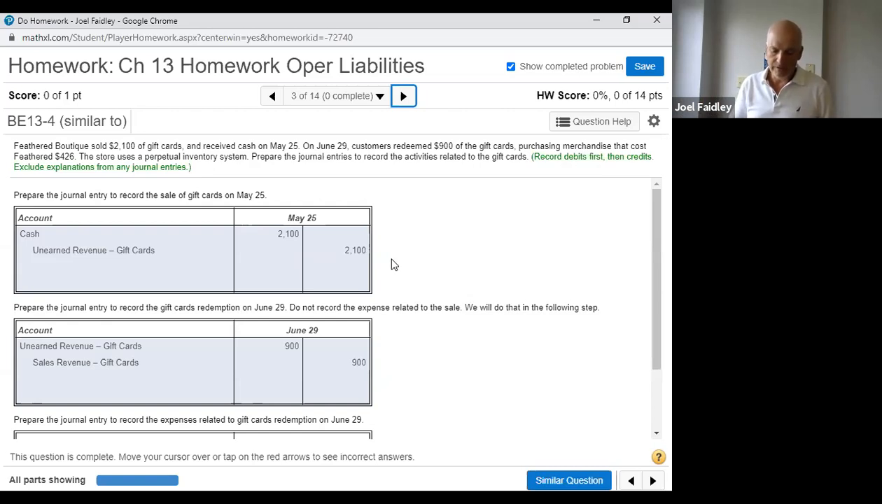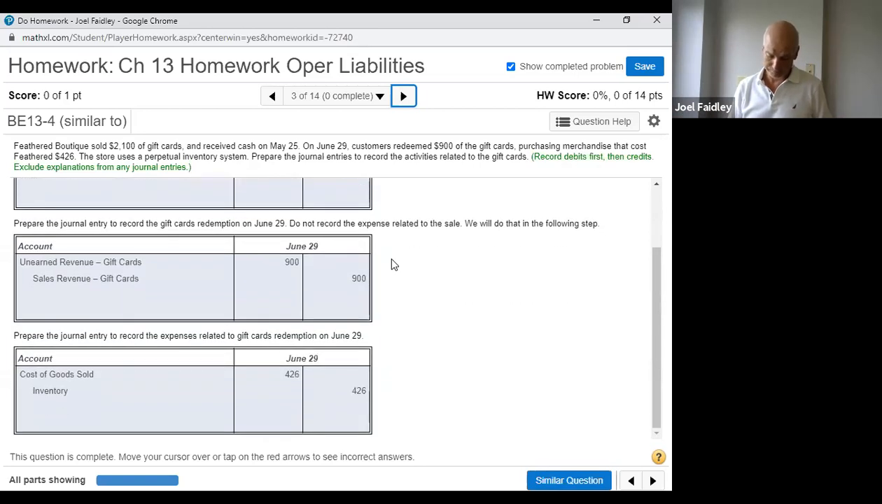And so again, unearned revenue gift cards, much like what we saw in that previous example, we put that on our books, on our balance sheet. Debit cash, credit my liability for $2,100. And then it says $900 of these gift cards were redeemed for merchandise that cost $426. So you got 2 transactions going on there, right? First, you're going to take $900 out of unearned revenue and put it to sales revenue, income statement. And in the second part, we're going to move that from inventory to cost of goods sold at cost, right? So then you can see there, 900 minus 426, all right, that gives you your gross margin.